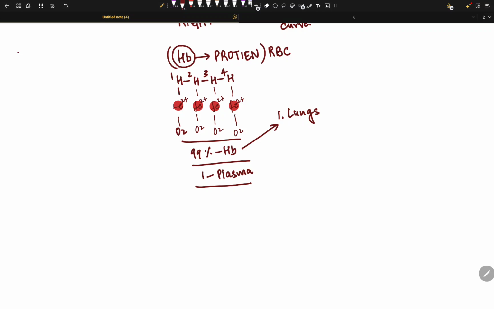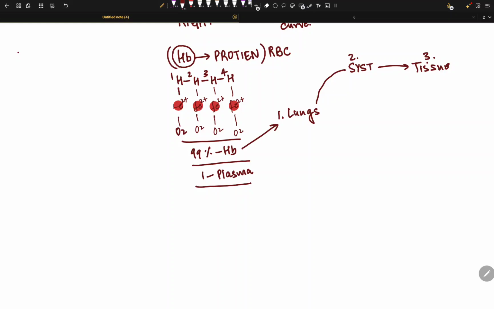Then it goes to the circulation. Then we have systemic circulation. It travels there. In the blood, the RBC travels, and then it goes to the target tissue or muscle, whatever you want to call it. And there at the tissue and the muscle, the hemoglobin unloads the oxygen.